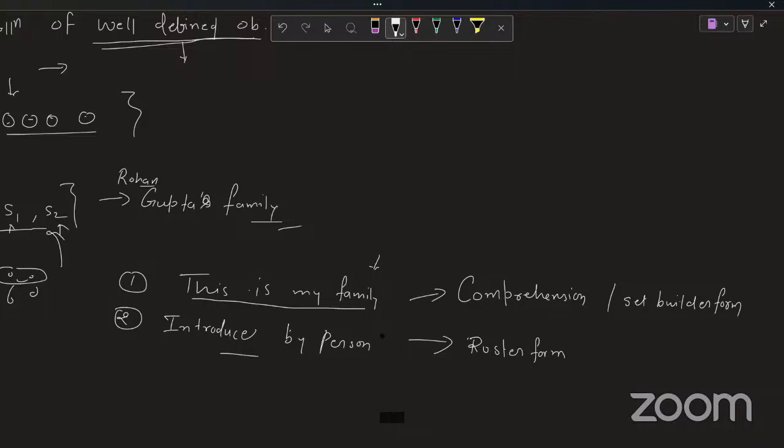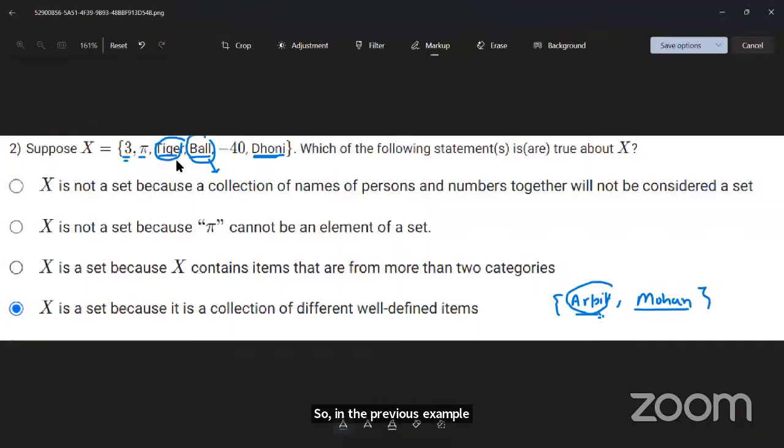But what is the point here? If I have to represent some set, I have two ways. Either I will represent it by whatever rule that particular set is following, or I will introduce it by person. So in this example, we have discussed this set by its elements. I am not saying there is some definition which this set is following. I am just defining it by its elements.